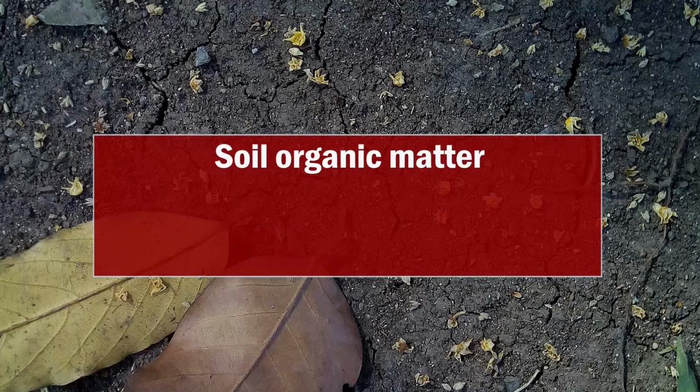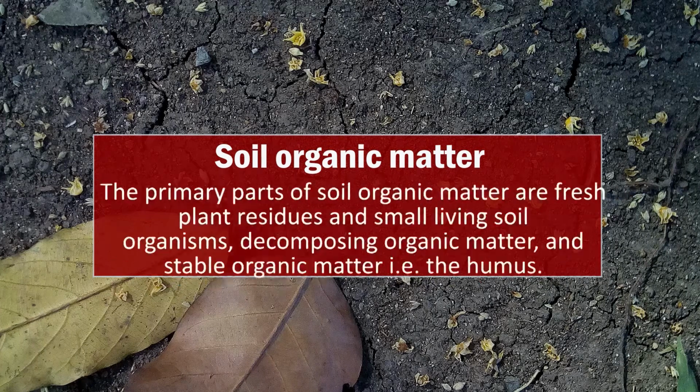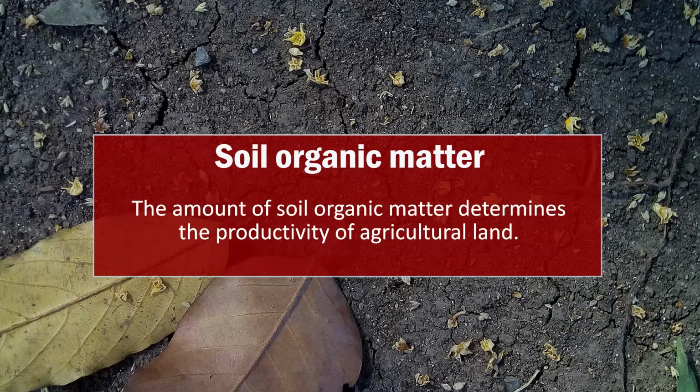Then organic matter is one of the important constituents, and it is the plant, animal or microbial residues in various states of decomposition. The primary parts of the organic matter are the fresh plant residues and small living organisms, and the decomposing organic matter, and the amount of soil organic matter determines the productivity of agricultural land. And nowadays what we are seeing is that because of the application of too many chemical fertilizers on the soil, the organic matter of the soil may reduce, and the presence of chemicals in the soil may make the soil barren or unfertile for long term use.